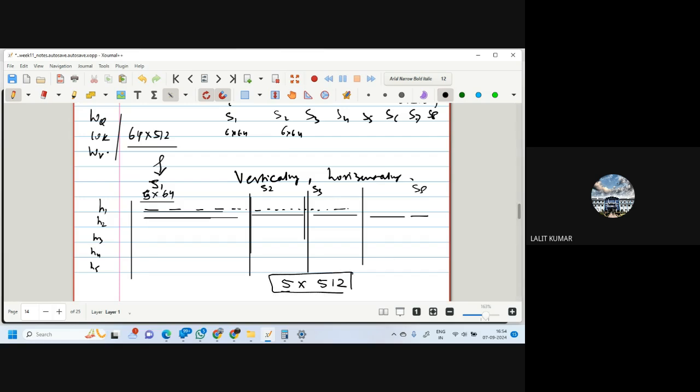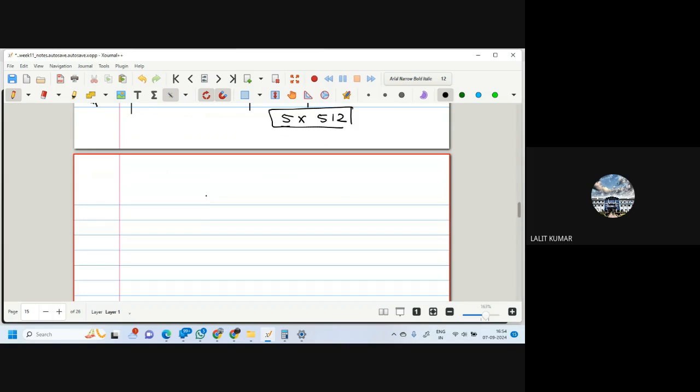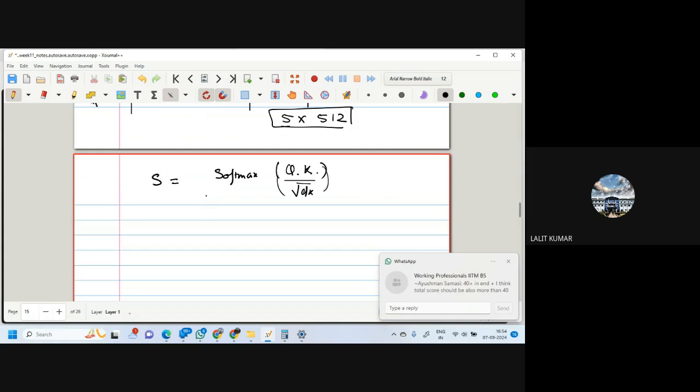Sir, one more clarification. These S1s are the result after the key, value, query step, right? Yes, for the first step. If I write S equal to softmax of Q into K, just check the transposition and all that, this dimension divided by root dk, and this total into V dot product. Is that okay?